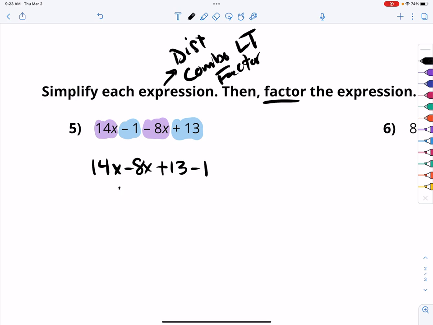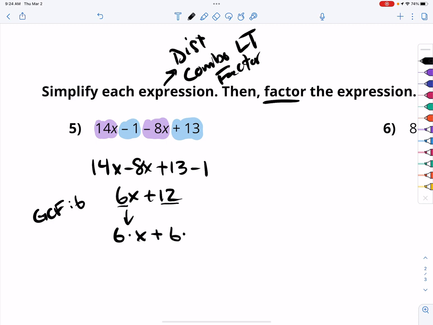14 minus 8 is 6x, and then 13 minus 1 is 12. So we've combined like terms. Now we're left with this, and we need to factor it. So when we're factoring this, I'm trying to think, what can both of these numbers be divided by? Or what is the greatest common factor of 6 and 12? And I know the greatest common factor of 6 and 12 is 6. So this 6x, I'm going to pull out that common factor, and I know that is a 6 times x plus, and that 12 is a 6 times 2.